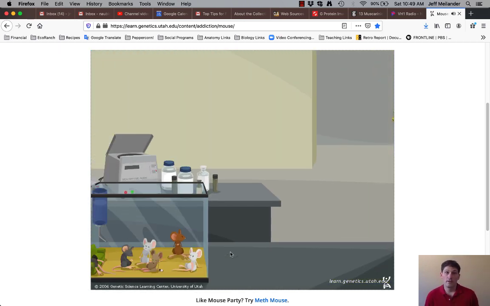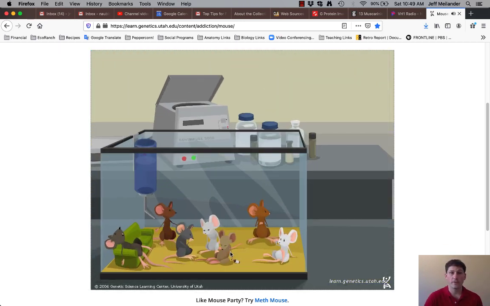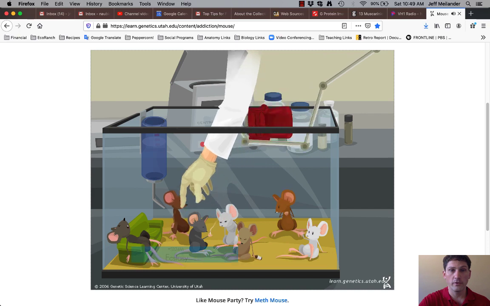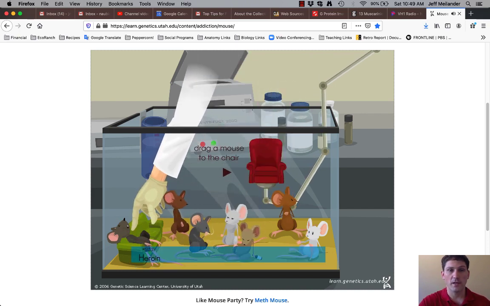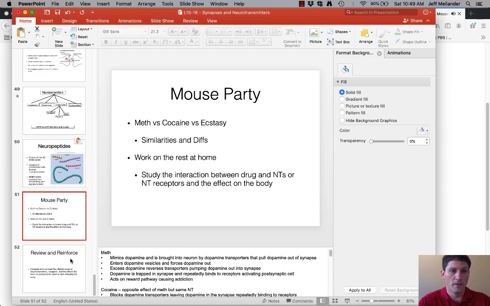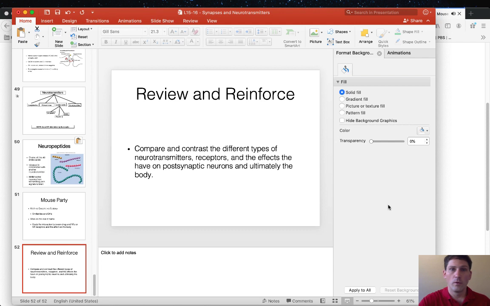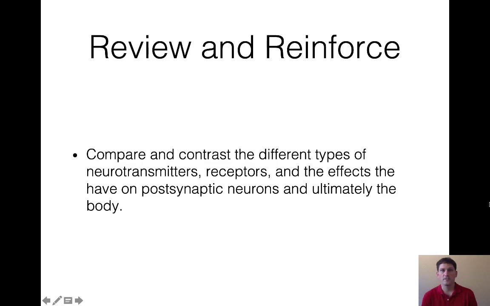All right, now the rest of these mice are yours to explore and check out. You're gonna have a hard time waking this guy up. He's kind of zonked out there. So you can go ahead and practice this last slide, review and reinforce all of these different neurotransmitters, receptors, and bring in how drugs are going to be affecting them.